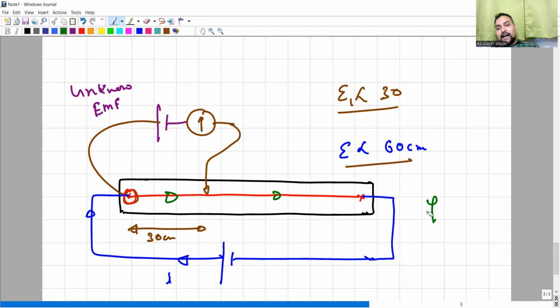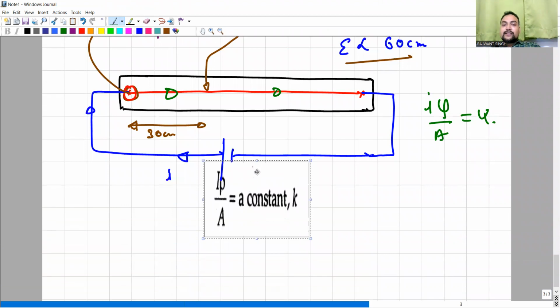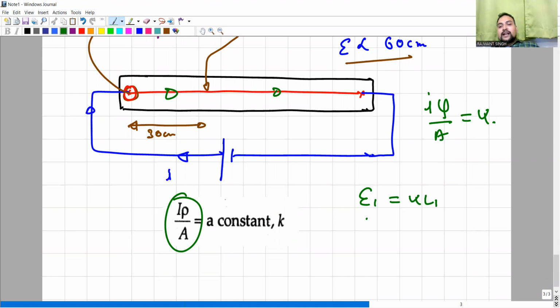And as the current I is the same in both the cases, and the resistivity of the wire is the same, because this red wire is still the same, this whole quantity, I rho by A, is constant. This is not changing. And this is what becomes our K. So the constant here is I rho by A, and this quantity remains the same. Then I can write my expression as E1 is equal to K L1 and E2 is equal to K L2. And then I can divide these and find an unknown value. I can find E1 or E2 or L1 and L2.